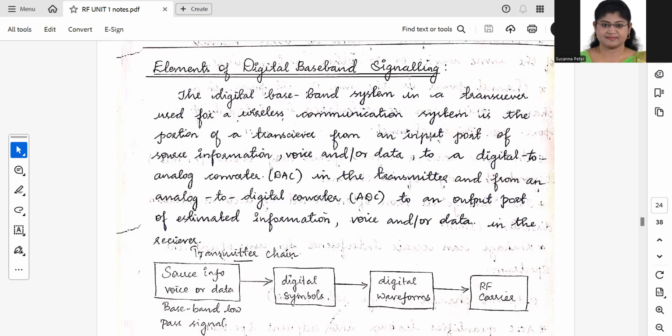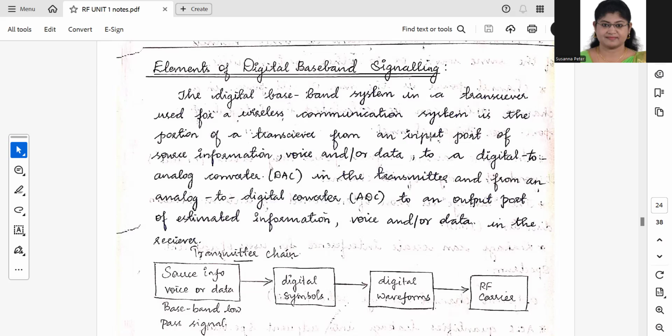These systems operate in the baseband frequency range. What is a baseband frequency range? It means they transmit data using the entire bandwidth from 0 hertz up to a maximum frequency determined by the data rate. So it always starts from 0 hertz till the maximum frequency. That is a digital baseband system.